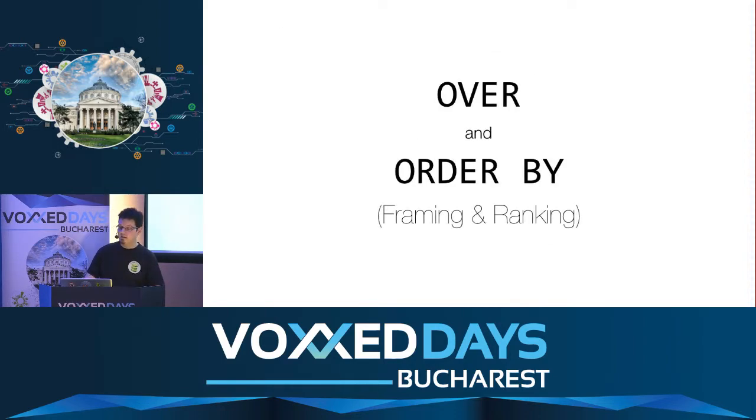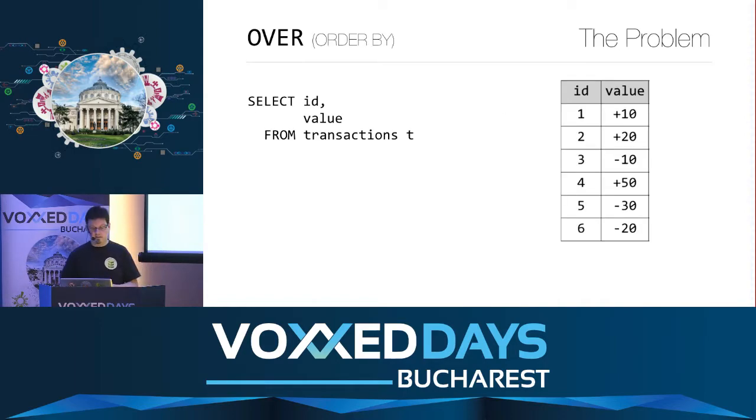It goes on. The next thing is the framing and ranking. Funny enough, in this over clause you can also put an order by clause, which doesn't make so much sense if you think of aggregate functions like sum or min or max. It basically doesn't matter if you make 1 plus 2 or 2 plus 1. So this over is not about really sorting it, it's just about another way to tell the database over which rows to aggregate the results. I'll show you an example.